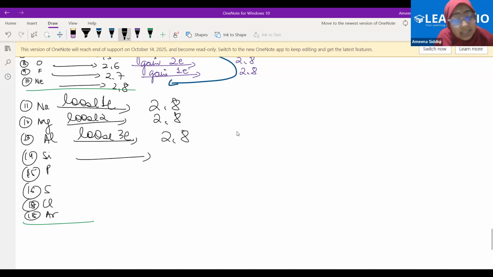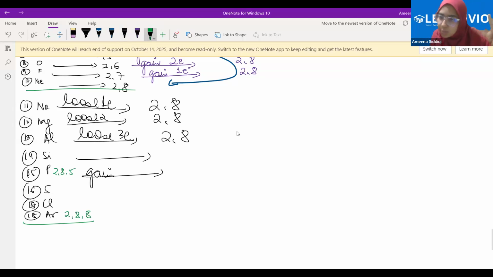Silicon, again the same case like that of carbon. So we will deal with it later. Phosphorus, what will it do? Is it closer to neon or closer to argon? Argon. What will it do? It will gain. Tell me the electronic configuration of phosphorus. 2, 8, 5. Excellent. What's the electronic configuration of argon? 2, 8, 8.